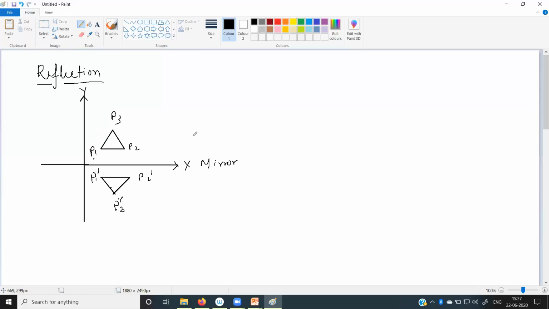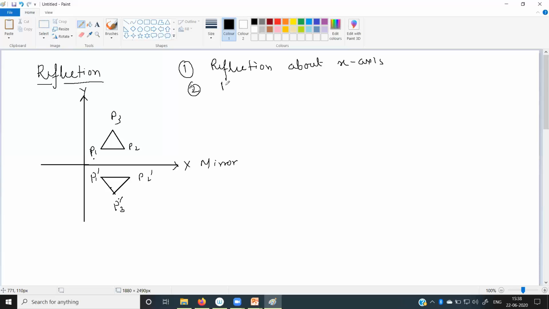The reflections are of different types. In this case it is a reflection about the x-axis. We can also perform the same reflection operation with respect to the y-axis. So let us write what the different types of reflections are. The first one is reflection about the x-axis.